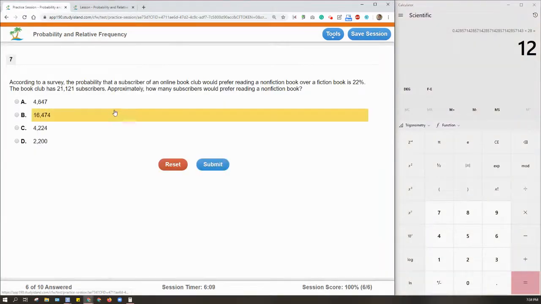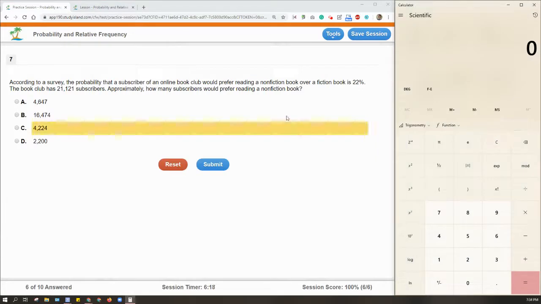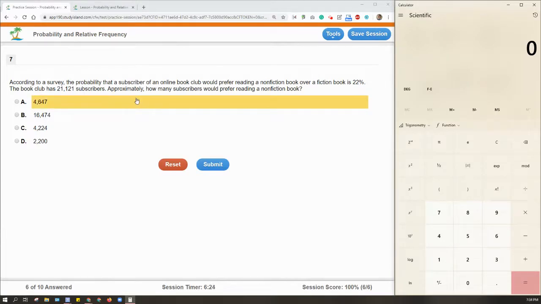Number 7, according to a survey, the probability that a subscriber of an online book club would prefer reading a nonfiction book over a fiction book is 22%. The book club has 21,121 subscribers. Approximately how many subscribers would prefer reading a nonfiction book?